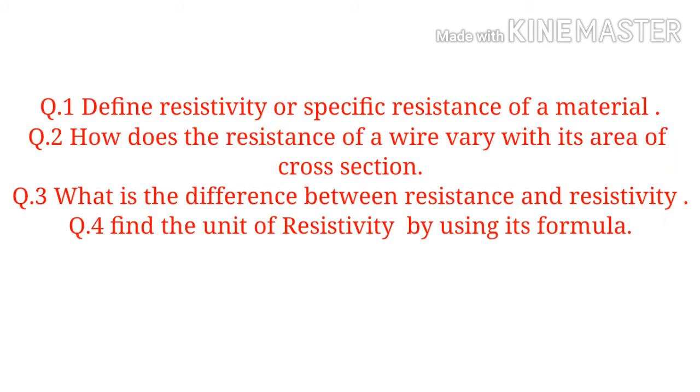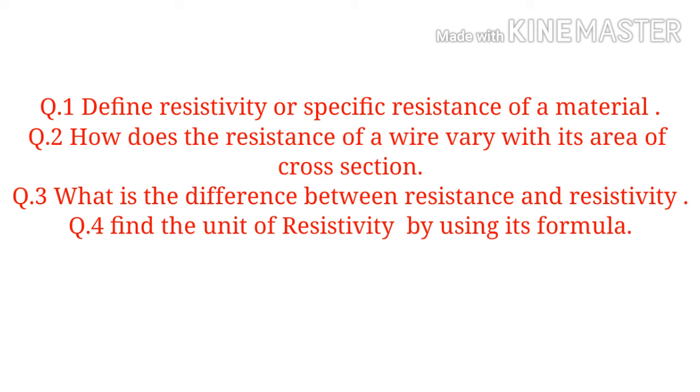Check your knowledge by giving the answers to the asked questions. In the first question, define resistivity or specific resistance of a material, in which you will give the definition of rho. In the second question, how does the resistance of a wire vary with its area of cross section? We have written the relation of cross section area with resistance.